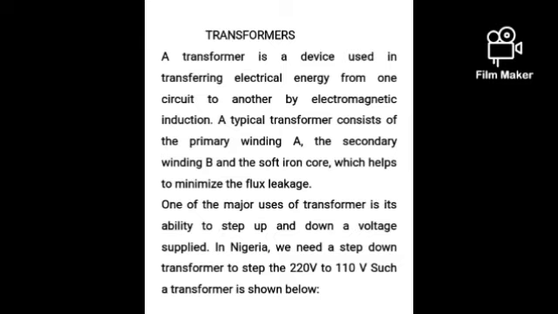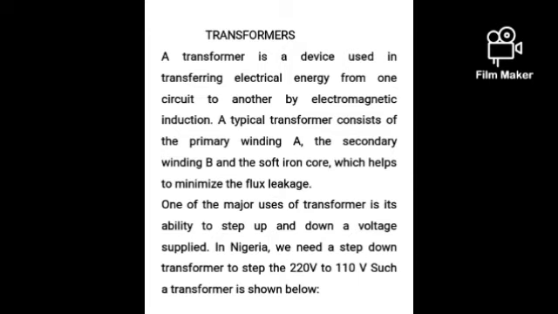A typical transformer consists of the primary winding, the secondary winding, and the soft iron core, which helps to minimize the flux linkage. Now, one of the major uses of a transformer is its ability to step up and step down a voltage value. In Nigeria, we need a step down transformer to step 220 volts to 110 volts.